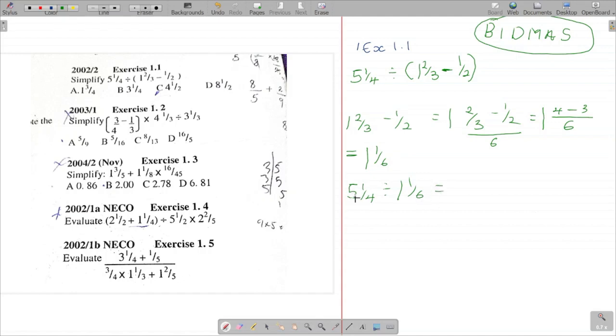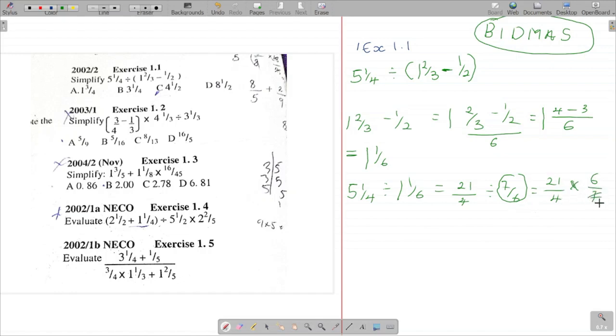And this gives us, let's convert them to improper fractions instead of mixed fractions so it can be easier for us. So this gives us 5 times 4 is 20 plus 1 is 21, so 21 over 4, divided by 1 times 6 is 6 plus 1 is 7, 7 over 6. Then this equals 21 over 4. The division changes to multiplication, and the next number becomes the inverse. So the inverse of 7 over 6 is 6 over 7.